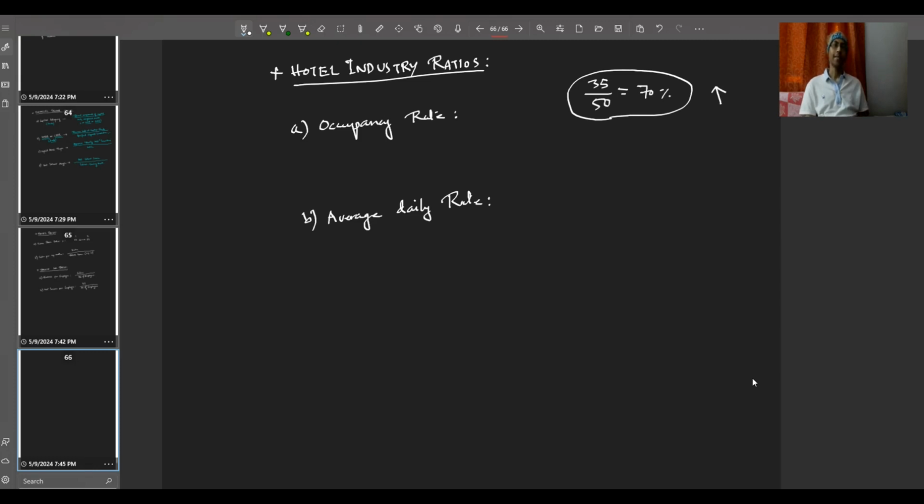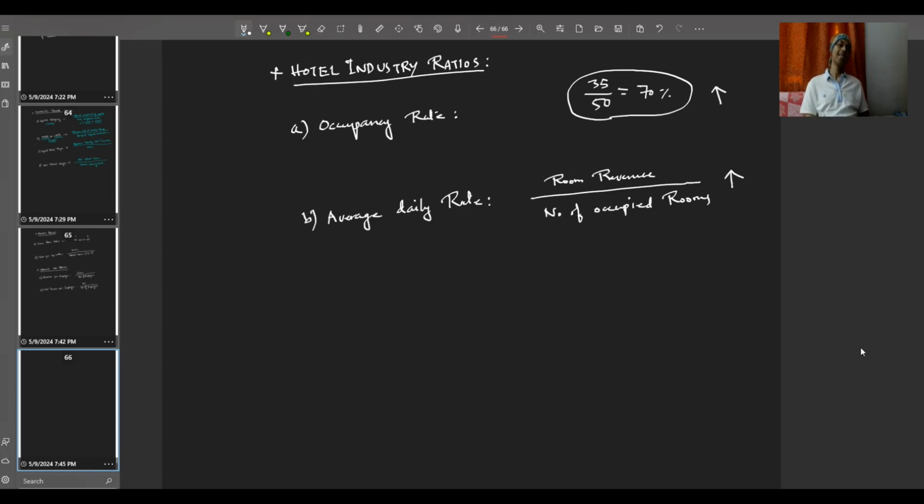Average daily rate. This is basically the total revenue earned from the occupied rooms divided by the number of occupied rooms. So room revenue divided by the number of occupied rooms or number of sold rooms. Obviously we want this number also to be high. The higher the better. So that's about it for the industry level ratios.